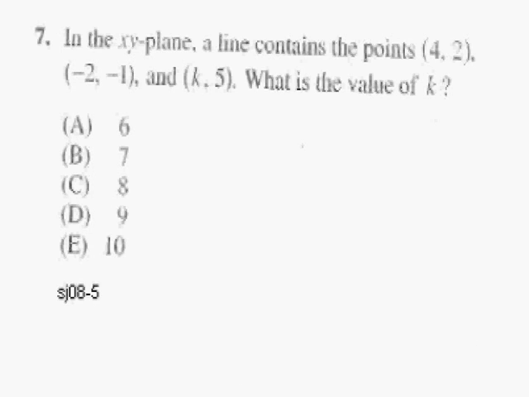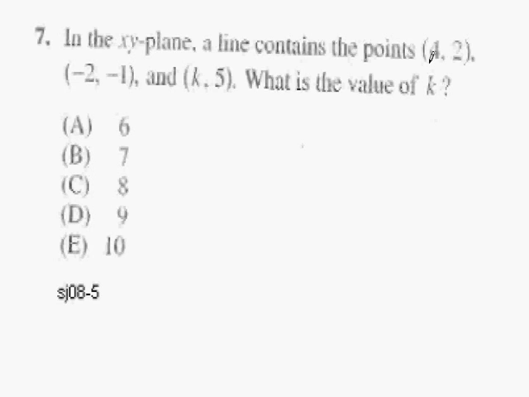In the xy plane, a line contains the points (4, 2), (-2, -1), and (k, 5). What is the value of k? Okay, so how are we going to solve this problem? First thing that I would do is to determine the slope of this line.